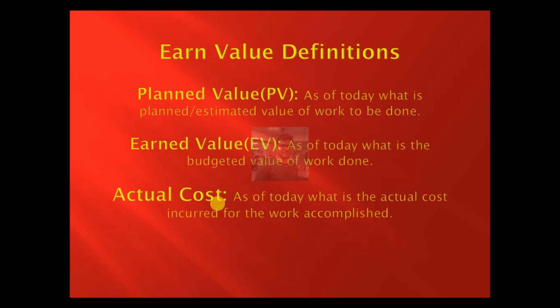Which are, first of all, planned value. Planned value is, as of today, the estimated value of work scheduled to be done. Earned value is what work is actually done and how much we have estimated for that work performed. And actual cost is how much cost was incurred on work performed until today.